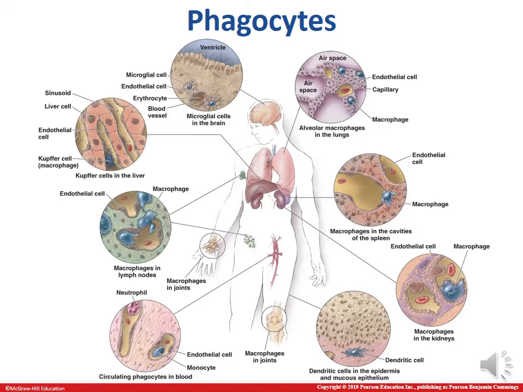And then we even have phagocytes inside the central nervous system. Within the brain, we have microglia. And so because the blood-brain barrier is very effective at keeping everything out, it also keeps out the white blood cells that circulate in the bloodstream. So we have to have resident phagocytes on the inside of that barrier.